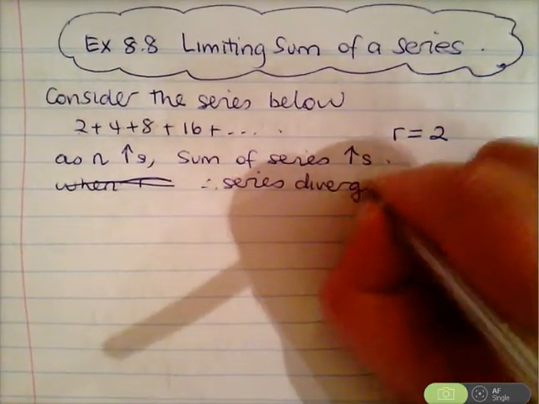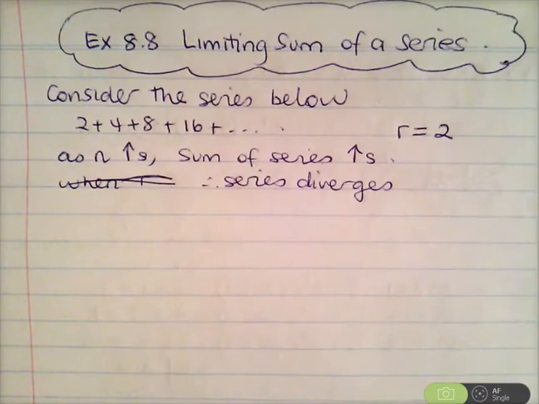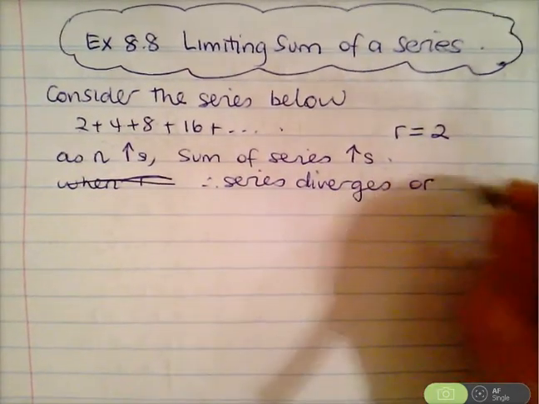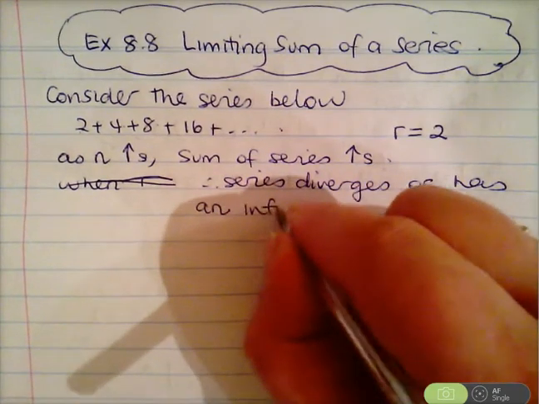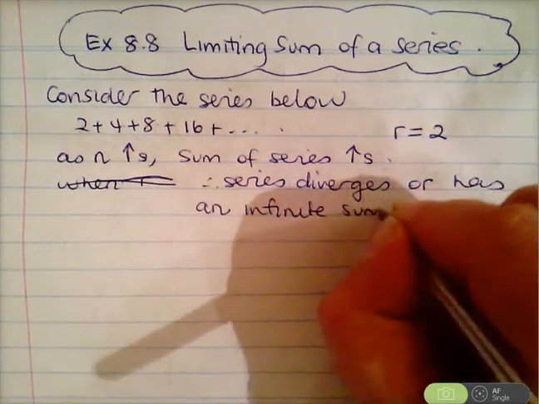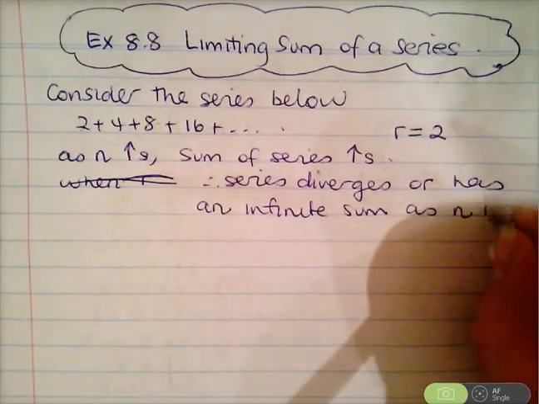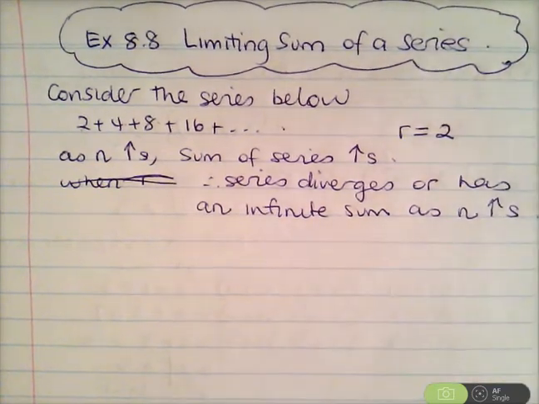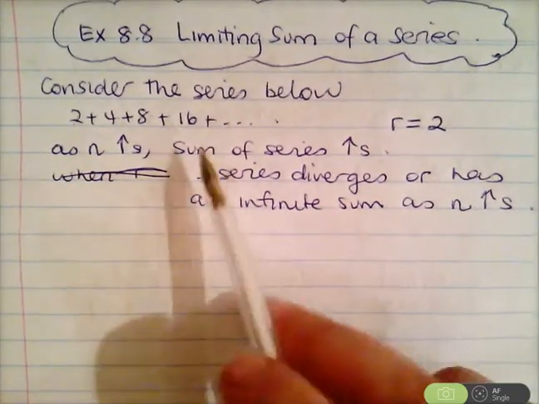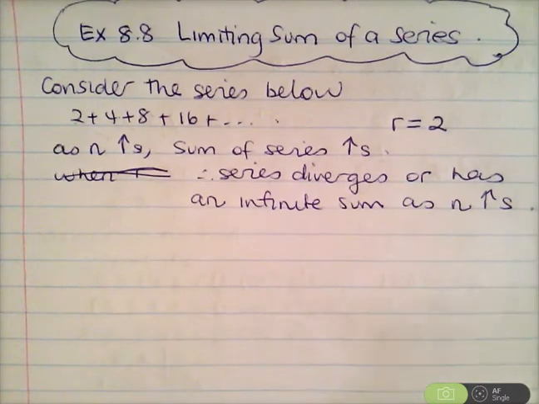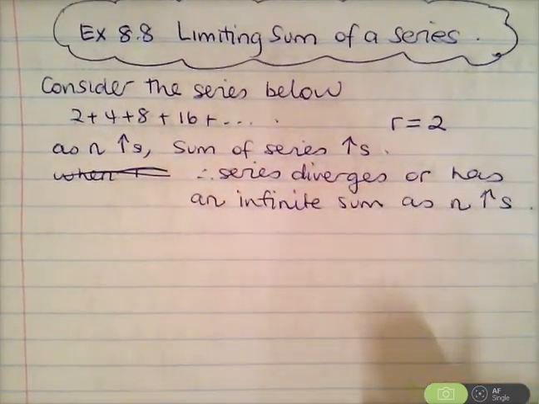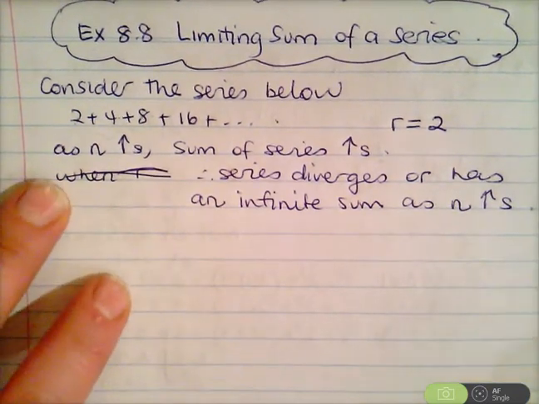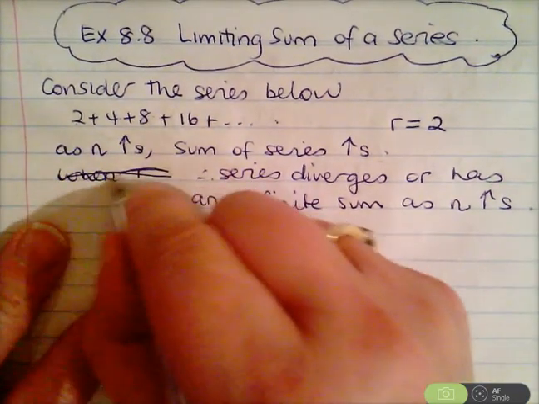diverges or has an infinite sum as n increases. So as n, the number of terms, increases, the sum of this series gets bigger and bigger, so it diverges, and it has an infinite sum. Okay, so the value of the sum as n gets quite large will be quite large as well.